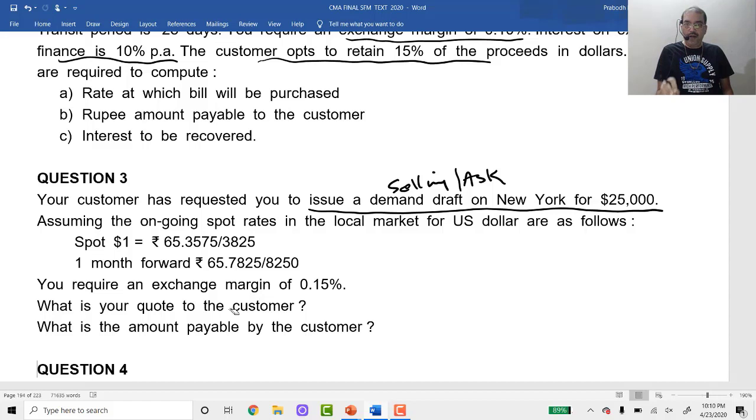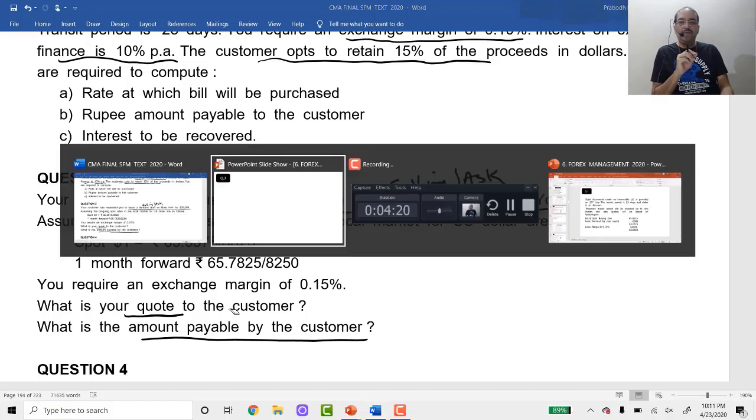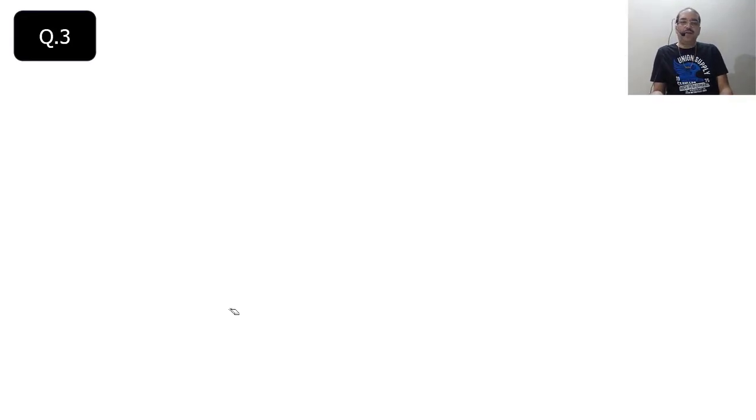Immediate your cash will be reduced from your bank account. Cash will be taken, and bank is going to issue, against that cash in rupees, a demand draft in dollars. There is no delay in getting the payment. So it is a TT selling rate. You require an exchange margin of 0.15%. What is your quote to the customer? That means they want the rate. Amount payable by the customer, not to the customer, by the customer. What rate are we going to take? Spot selling rate. Rupees to dollars, spot selling rate.